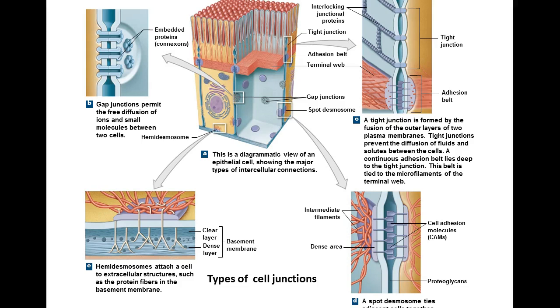With regard to tight junctions, which is the letter C, all the way over to the top right, tight junctions aren't even going to allow water to flow. So tight junctions are just like they say, they're very, very close together, with fusion of the 2 outer layers of the membrane.